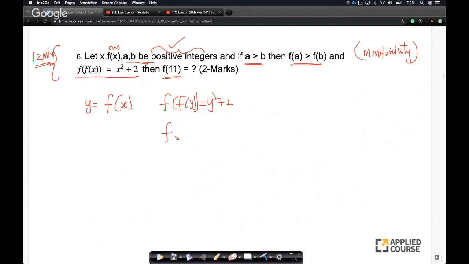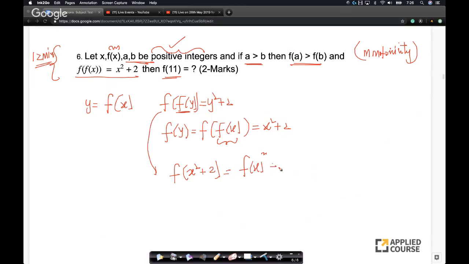Also, what is f of y? f of y is nothing but f of f of x, because y is nothing but f of x, which is equal to x square plus 2. So f of y equals this. So I can rewrite this, instead of f of y, as x square plus 2. I can write it as f of x squared plus 2. This part I'm replacing here is y square, and y is f of x. Okay, very good. So till here, everything is good.